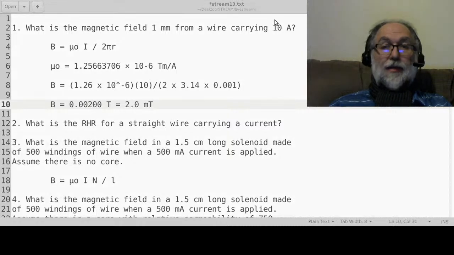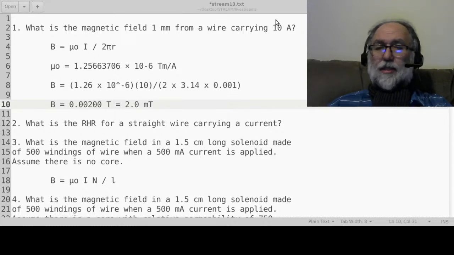Okay, and that's actually a reasonable number. A millitesla is a little bit big. I mean, the Earth's magnetic field is about 65 microteslas, so this is much bigger than that. But because milli is 10 to the minus 3, micro is 10 to the minus 6.